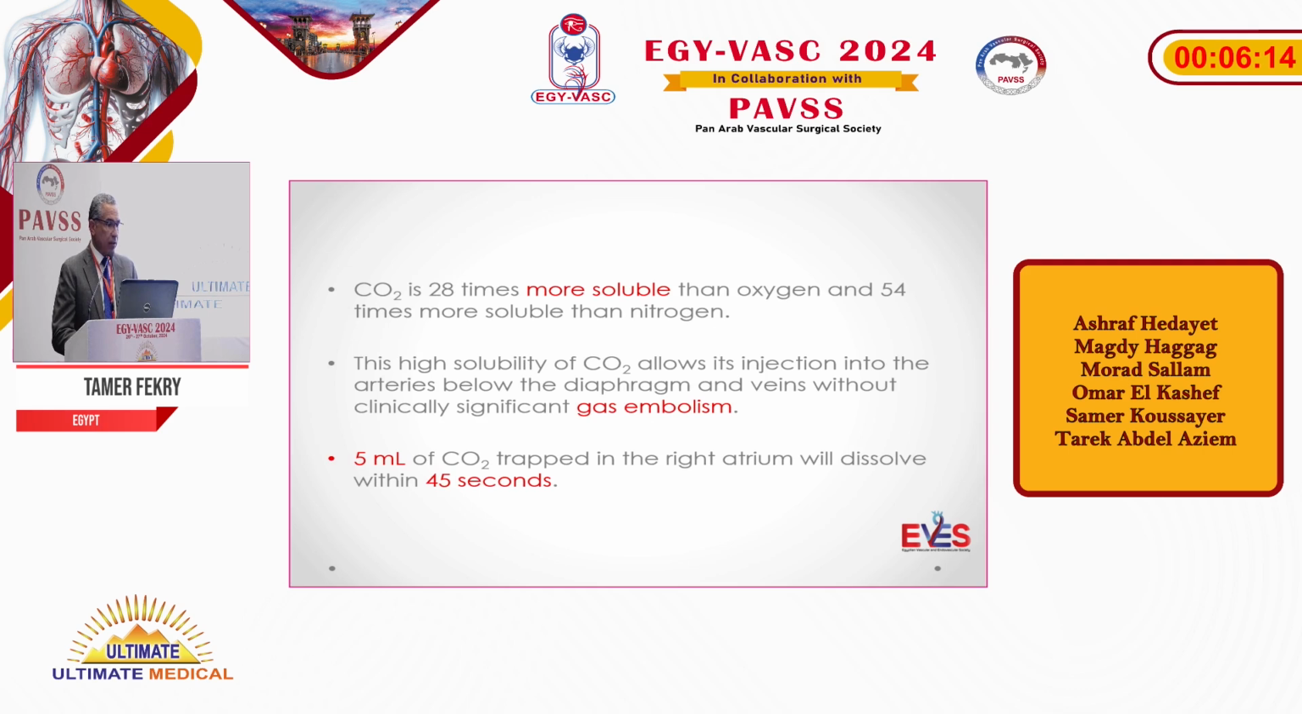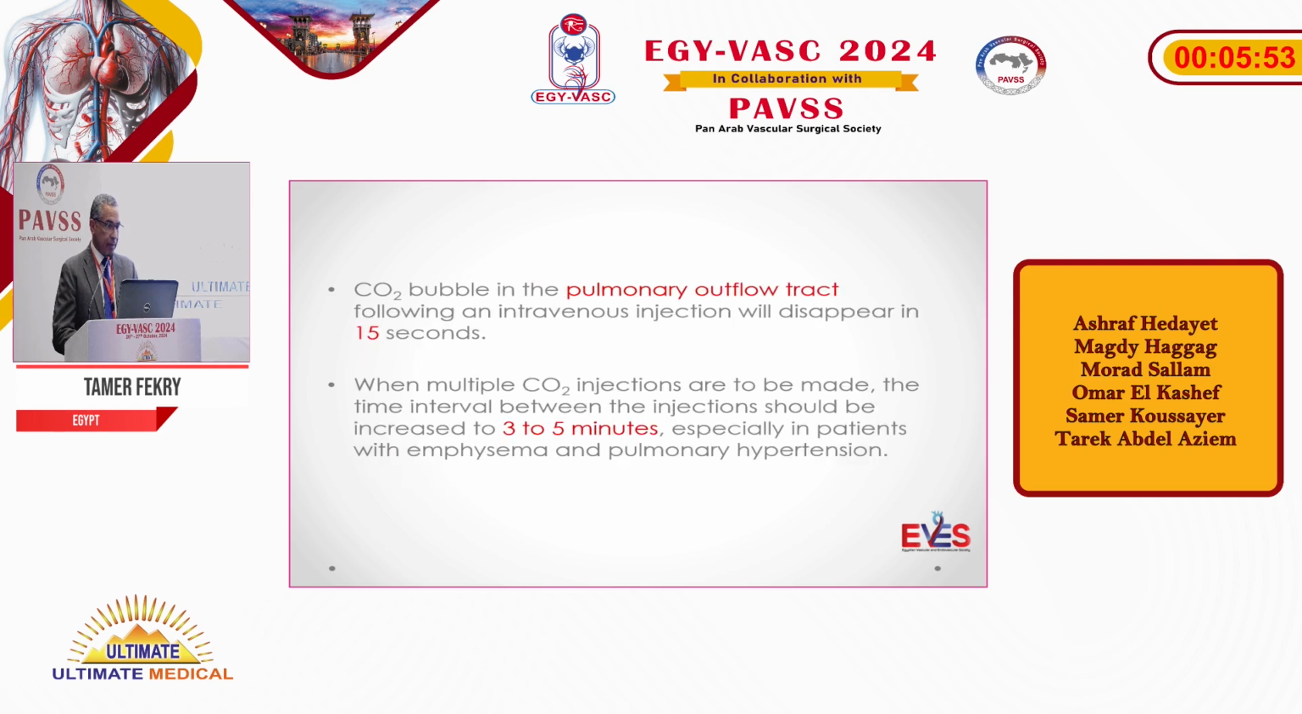CO2 is 28 times more soluble than oxygen and 54 times more soluble than nitrogen. This high solubility allows injection into the arteries below the diaphragm and into veins without clinically significant gas embolism. About 5 milliliters of CO2 trapped in the right atrium will dissolve in nearly 45 seconds. A CO2 bubble in the pulmonary outflow tract following an intravenous injection will disappear in 15 seconds.